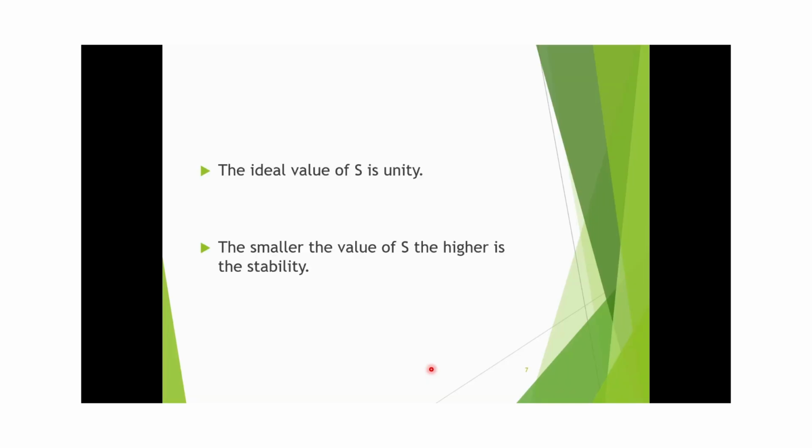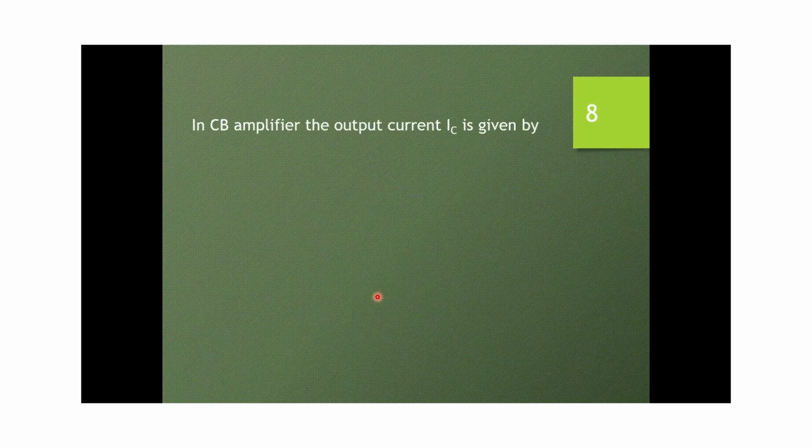And we know that the ideal value of S is unity. The smaller the value of S, the higher is the stability. So to obtain higher stability in our biasing, we have to keep the value of stability factor S as low as possible. And now move on to the common base amplifier.